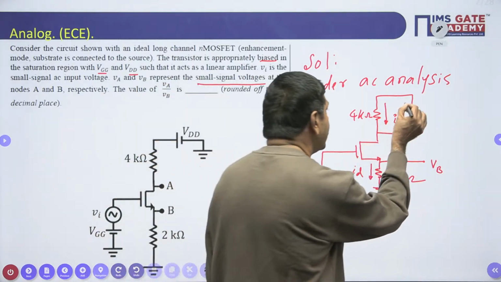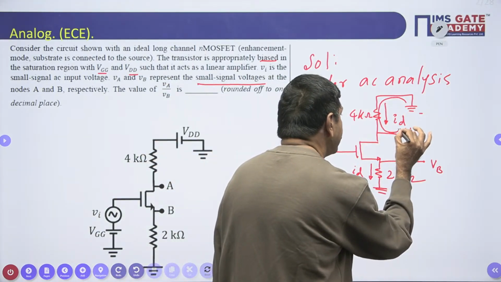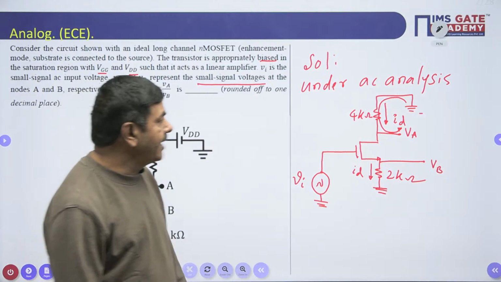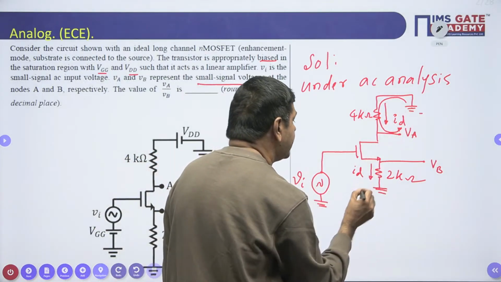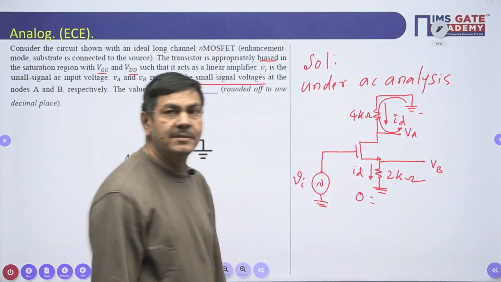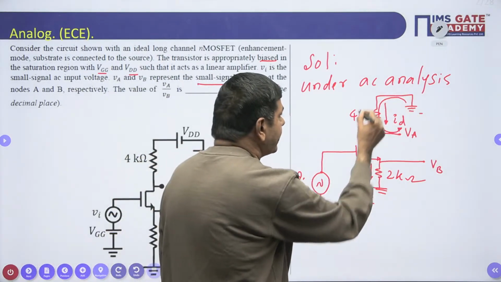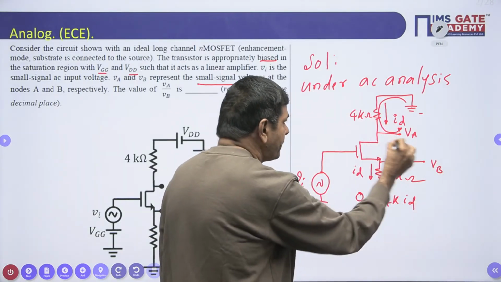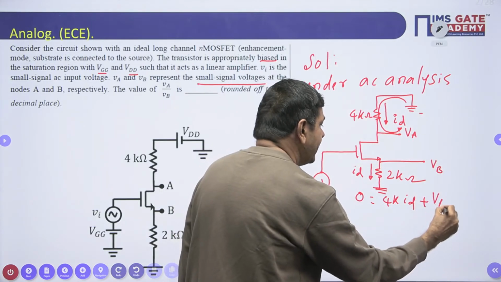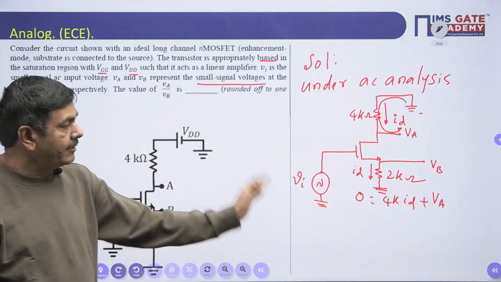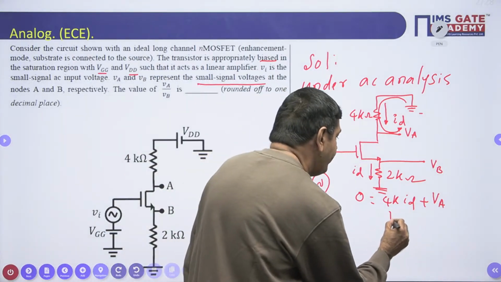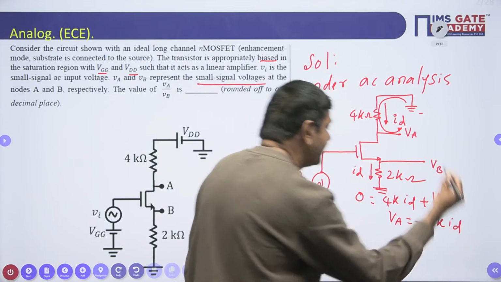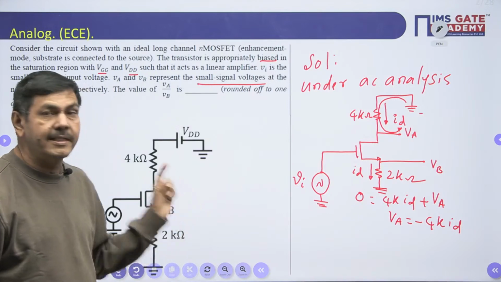Yes, I want to apply KVL in this direction at first. If I apply the KVL, I can get VA. When I go this side, 0 voltage equal to 4K into ID plus VA, I'm getting here now. Finally, we get the required VA value. What is VA? VA is nothing but minus 4K into ID. That is VA. Yes, we are getting this VA.